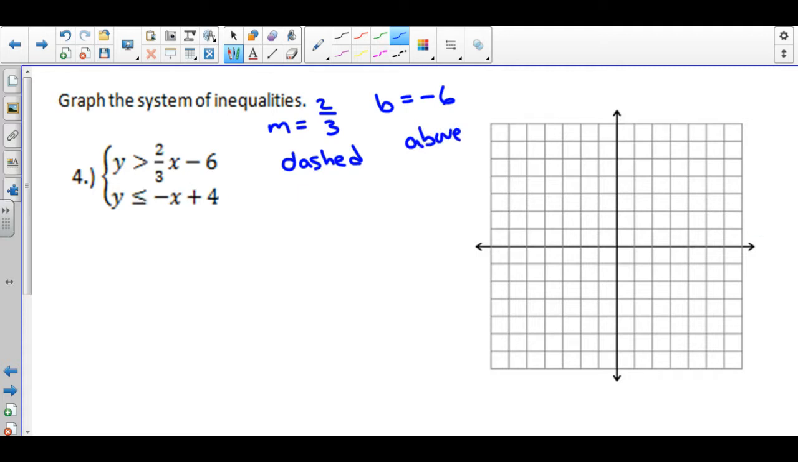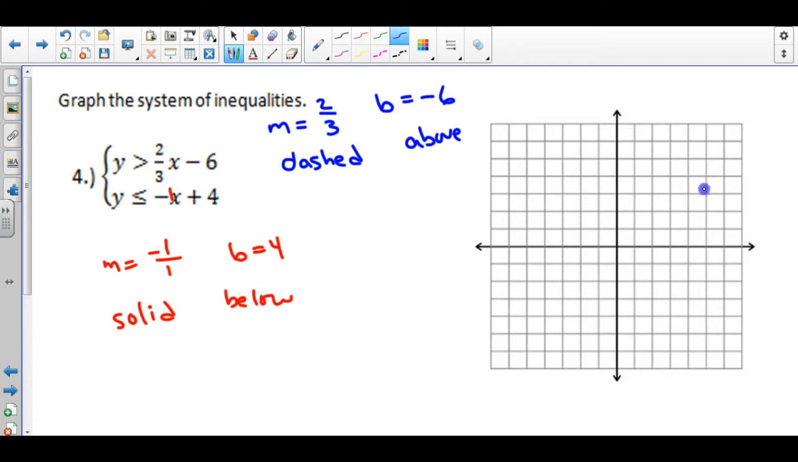Okay, I'm just going to do the work right away for the other one. So with this bottom inequality, my slope is technically negative 1 over 1. My y-intercept is positive 4. This has the or equal to part, so it's less than or equal to, which means a solid line. And again, since it's in slope-intercept form and it has a less than, we are going to be shading below.